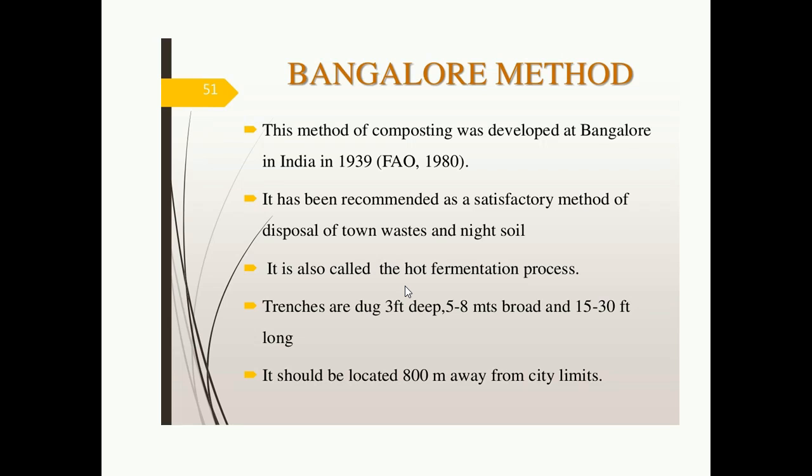Night soil is nothing but human excreta. It has been recommended as a satisfactory method of disposal of town waste and night soil. It is also called a hot fermentation process. Trenches are dug 3 feet deep, 5 to 8 meters broad and 15 to 30 feet long. It should be located 800 meters away from the city limits.